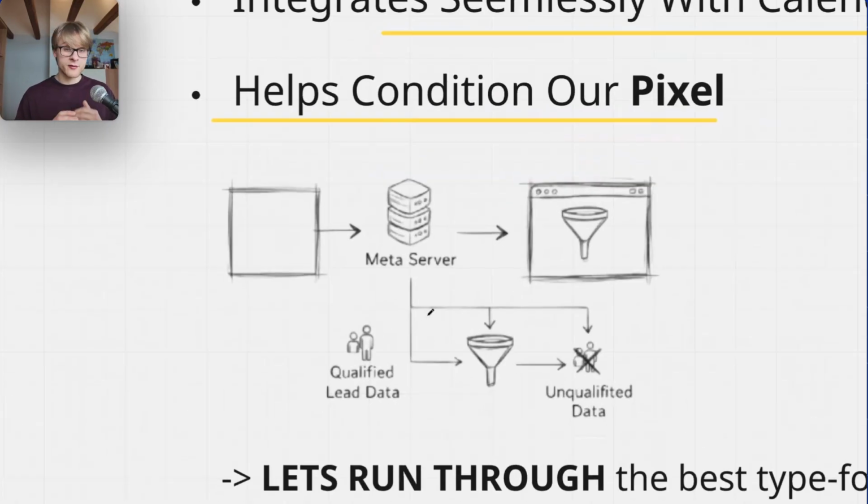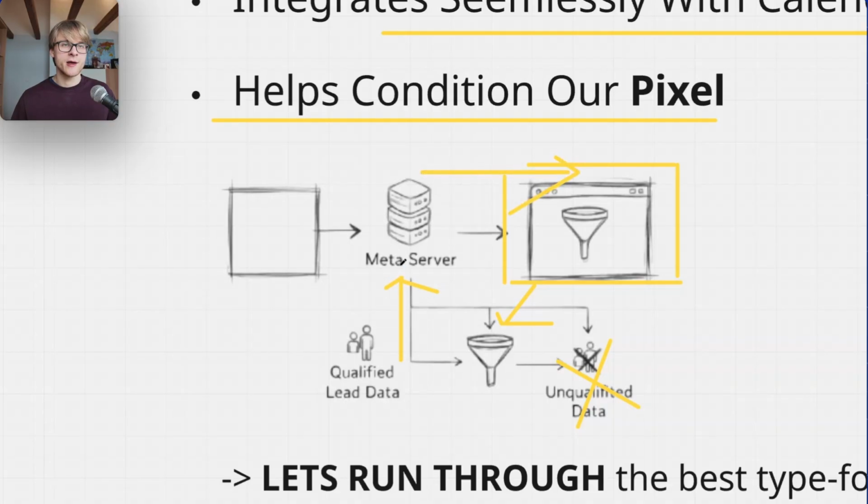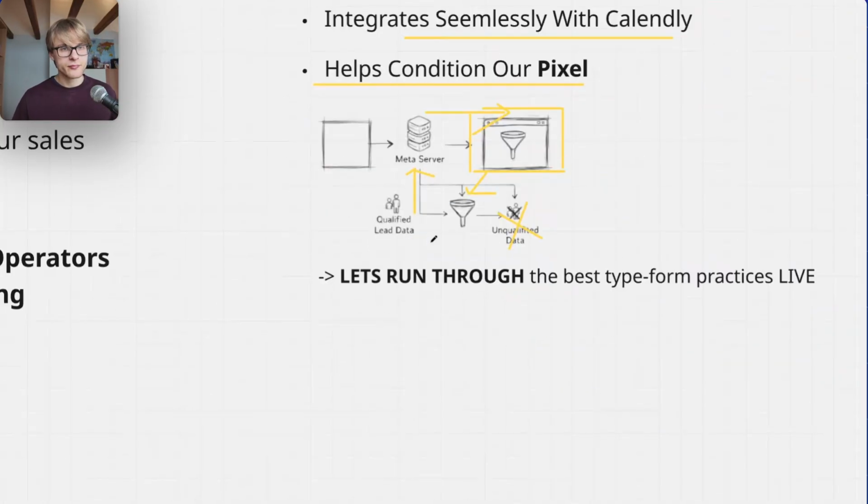I won't deep dive into this too much right now, but we essentially have our landing page with our pixel tracking code on there, right? And then we send data through our Typeform. We disqualify the unqualified leads, and we only send back the qualified lead data to the Meta server, and then the Meta server targets us again with qualified leads, and it's kind of like a killer cycle, right?